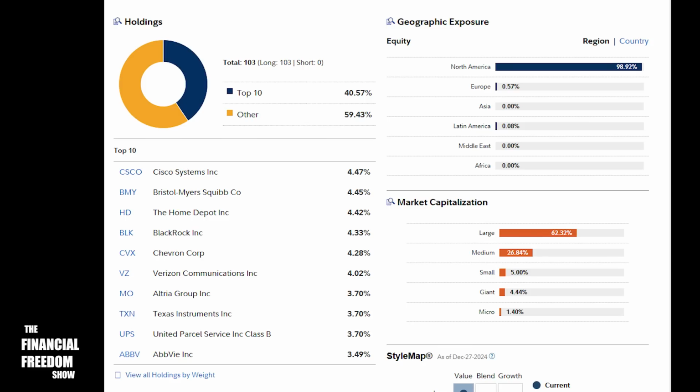And lastly is strong long-term performance. Since its inception in 2011, SCHD has delivered impressive total returns, often outperforming other dividend ETFs and even some broad market indices. Its combination of capital appreciation and dividend income makes it a well-rounded investment.